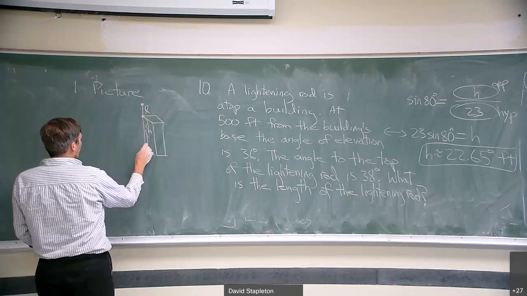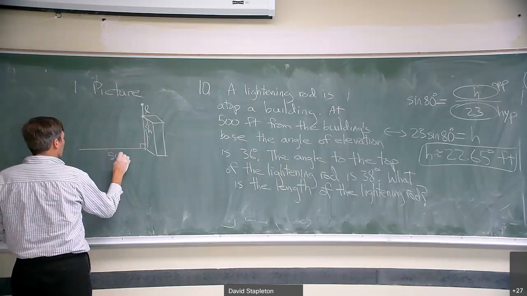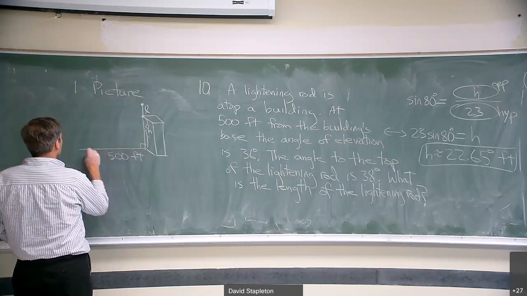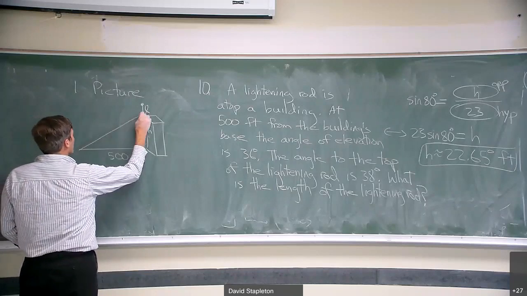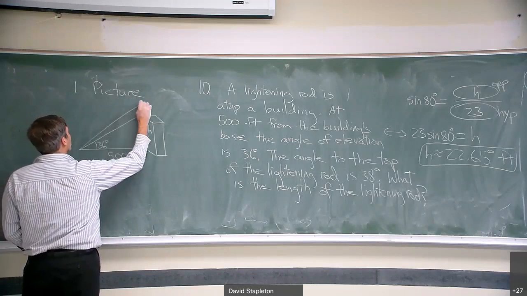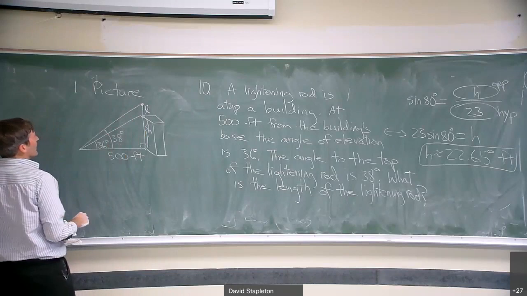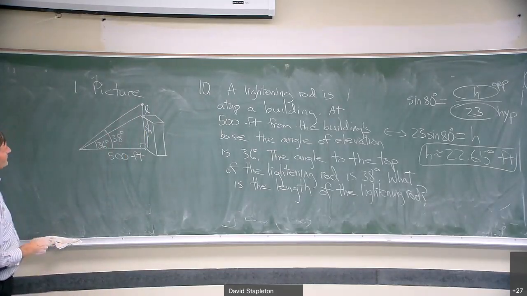Now what we do is we stand 500 feet in the distance, assuming a right angle here. Measure this angle up and get 36 degrees. Measure this angle up carefully and get 38 degrees. Now we see what's going on. How can we solve this one?